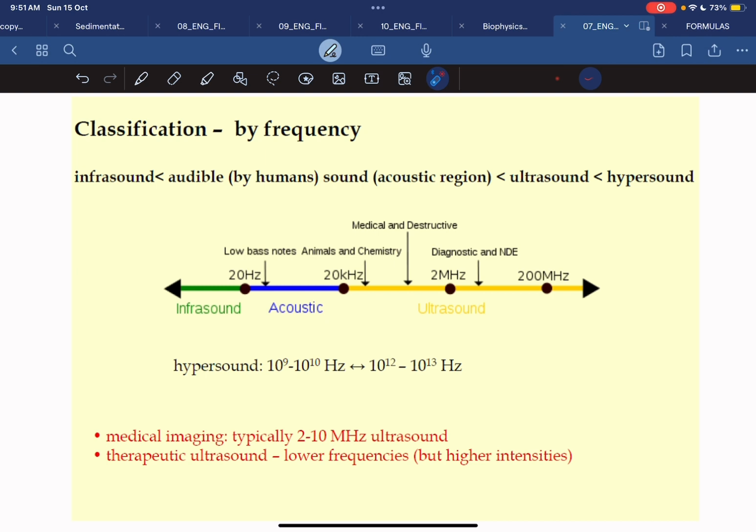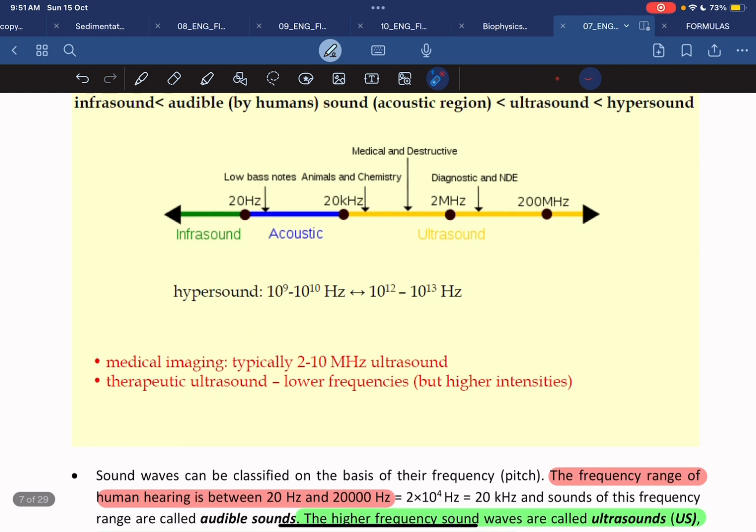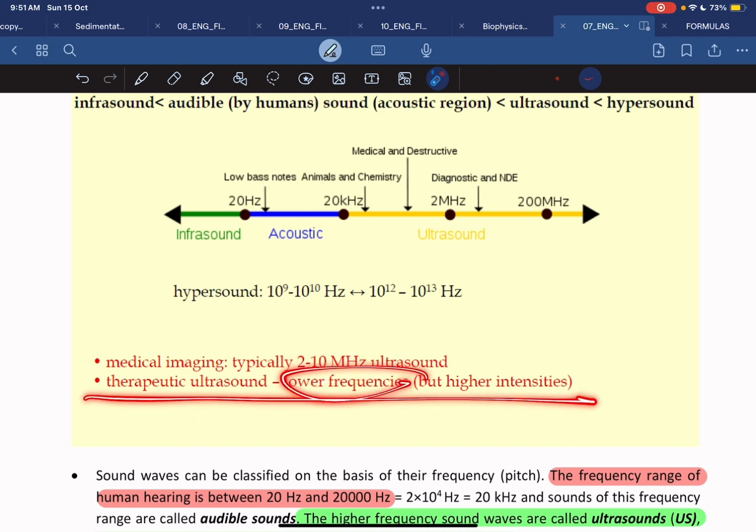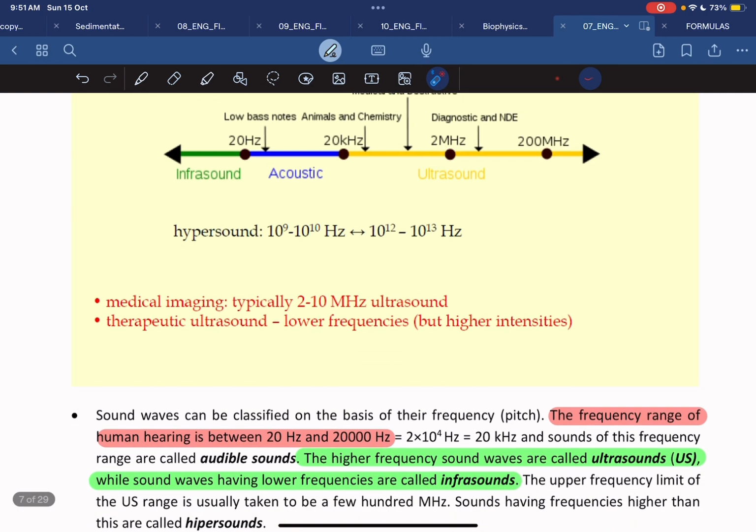Okay, human hearing is from 20 hertz to 20 kilohertz. Please remember this, and there are some other values you need to remember as well. Now, like this one, medical imaging, we typically use 2 to 10 megahertz of ultrasound, and for therapeutic ultrasound we use lower frequencies. That's enough, just lower frequencies, like maybe there. Okay, so remember these numbers.